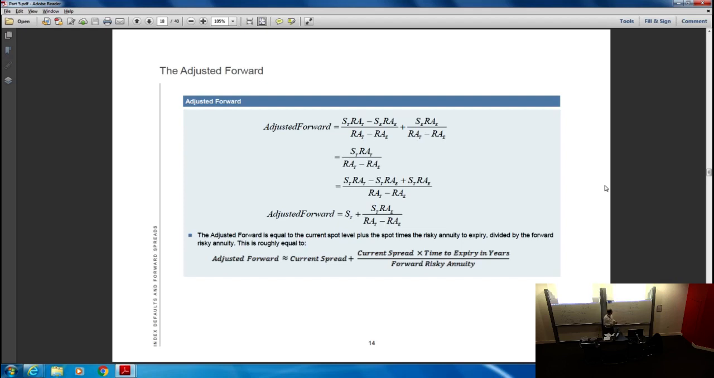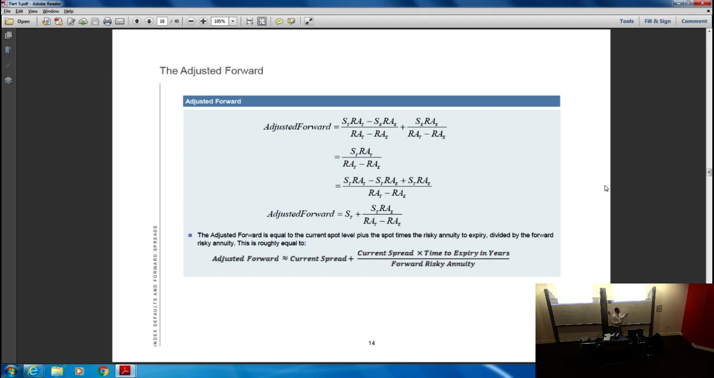So once we get to here, what that means intuitively is that it's equal to the spread plus the carry. The carry is equal to the spread times the time to maturity, divided by the forward risky annuity of that contract. So what does that mean? If you think about it intuitively, what are we saying?